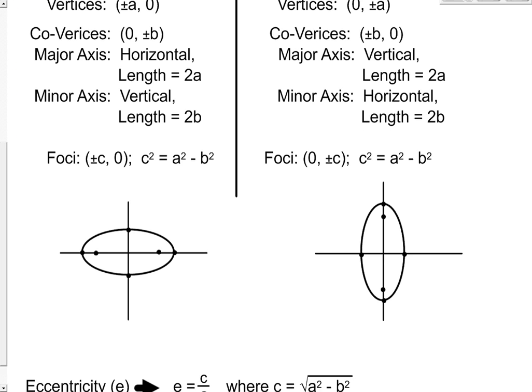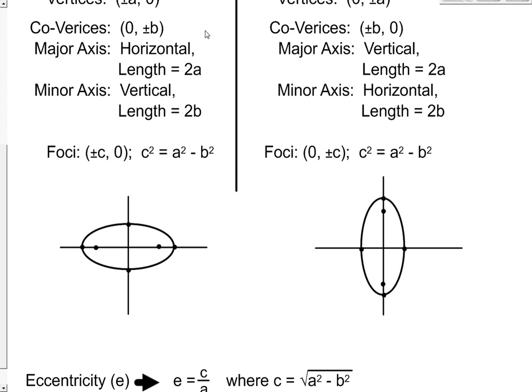Now the foci of the ellipse are found by taking a squared minus b squared, and that's going to equal c squared. So if you take the square root of that, c is equal to the square root of whatever you get from subtracting a squared minus b squared.